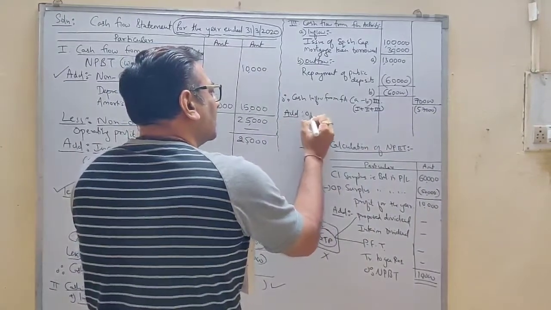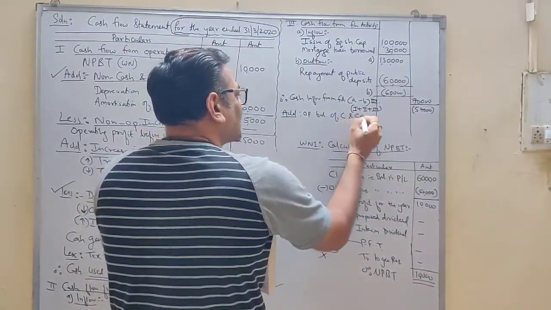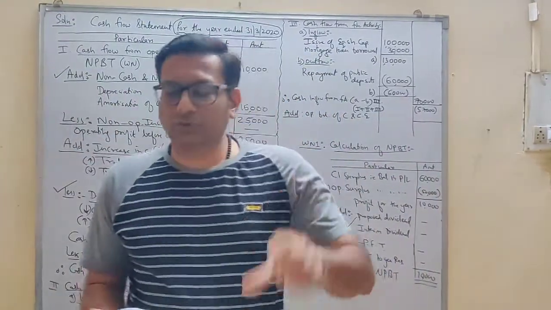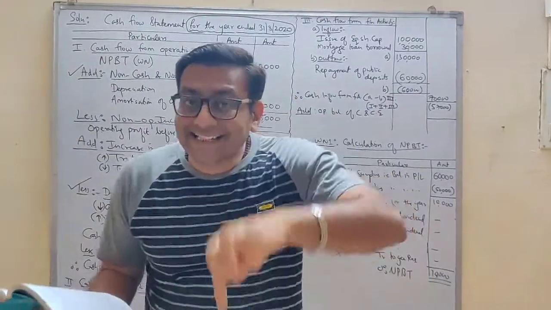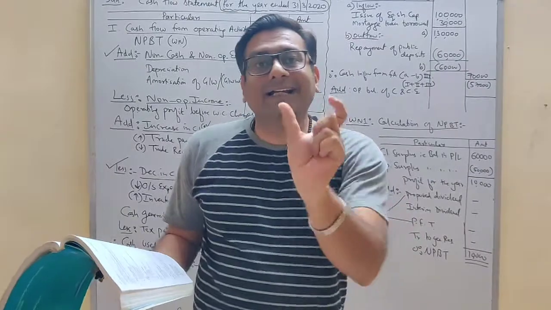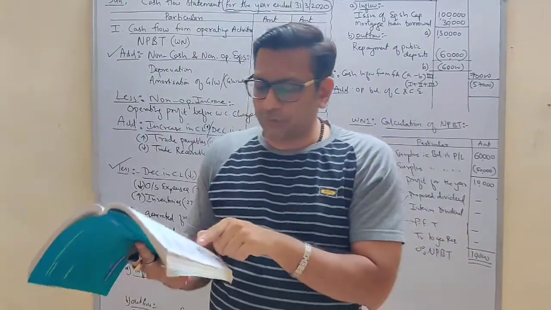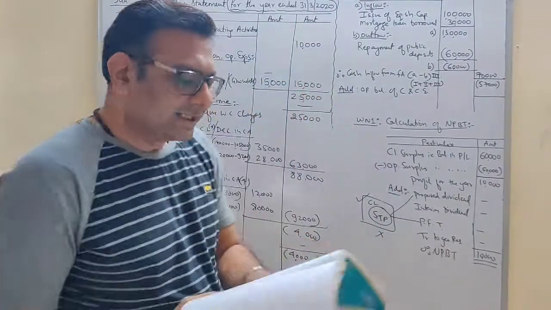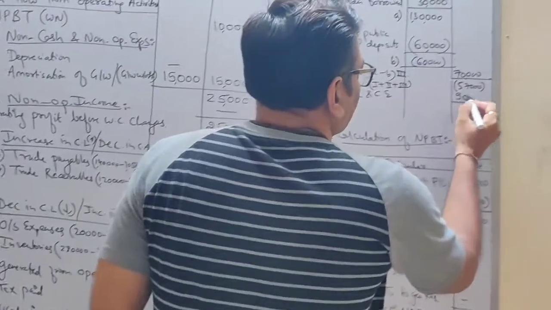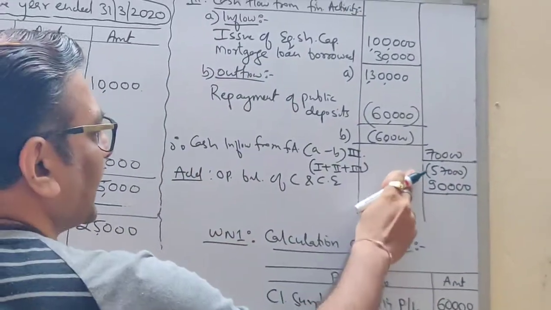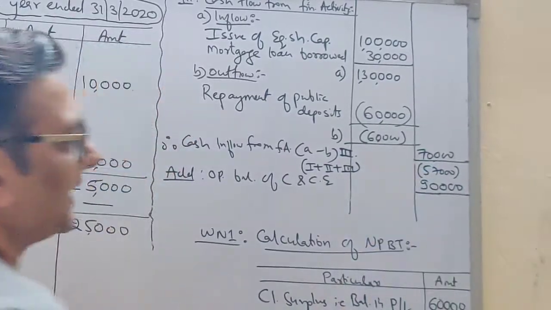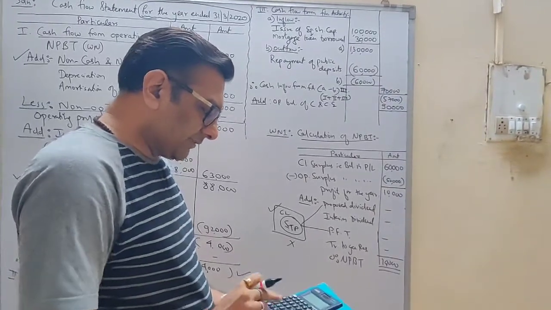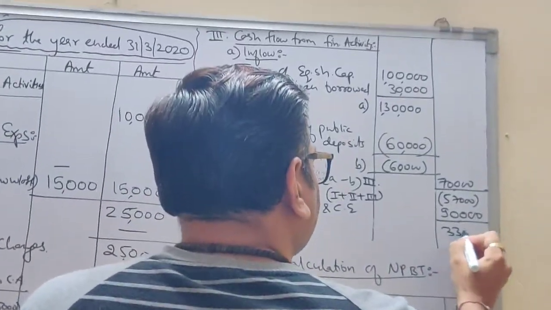Now what you have to do next? You have to add the opening balance of cash and cash equivalent, which is given to you inside the balance sheet. Check on the asset side, under current asset, cash and cash equivalent is given. And last year's balance is the opening balance. So opening balance is how much? 90,000. Now this is negative, this is positive. So minus plus minus: subtract, and take the sign of the greater number. 90 minus 57, that is 33,000.